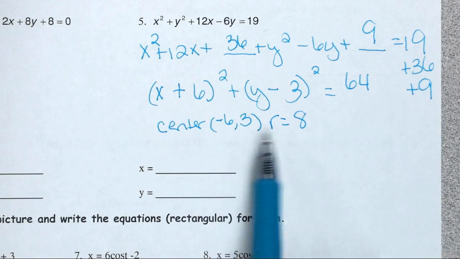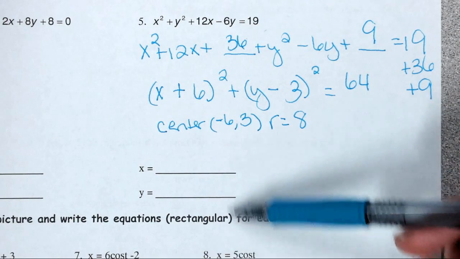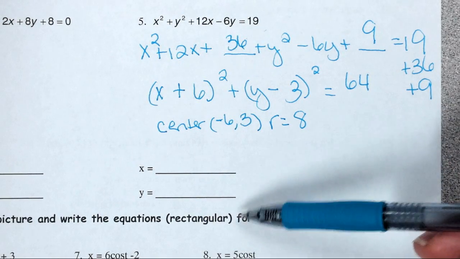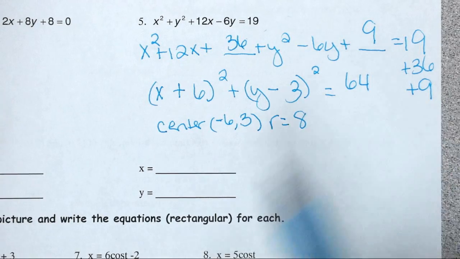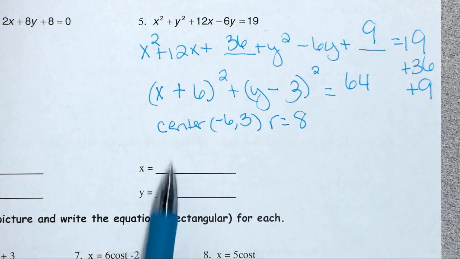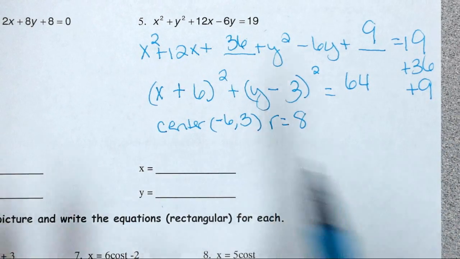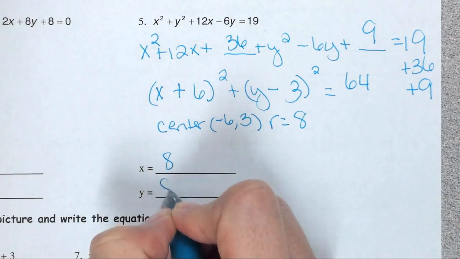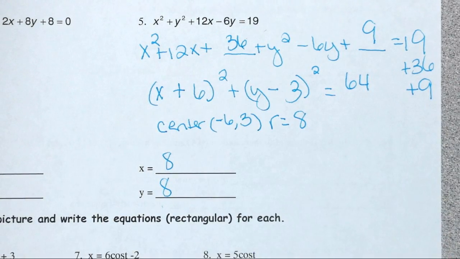Now that I have this information, should I be able to write my parametrics? Yes. Okay, so go back and look at the top if you need to. What goes first for both equations? What letter? R, which happens to be 8. Very good. So I write 8 down for both of them. They both get an 8.